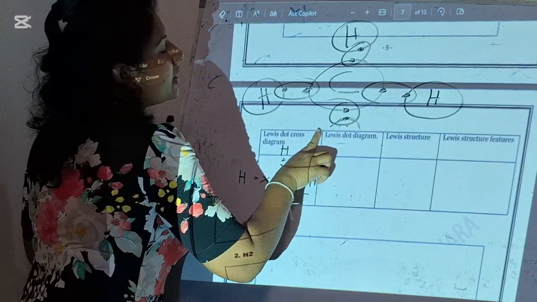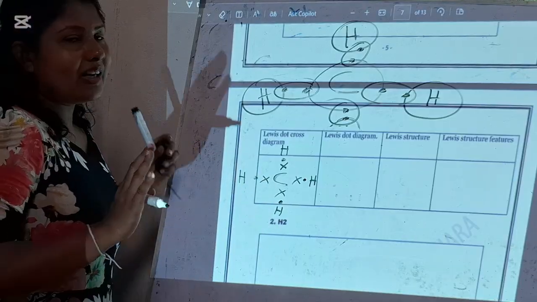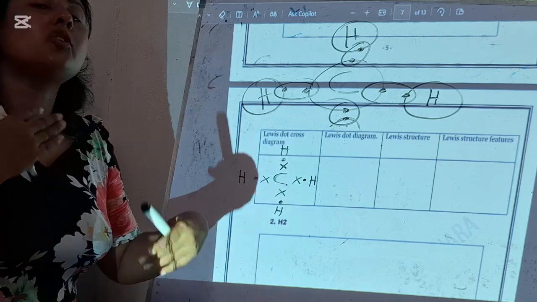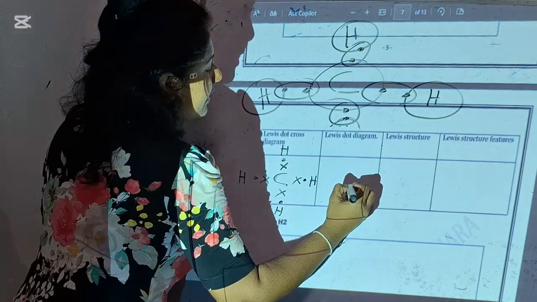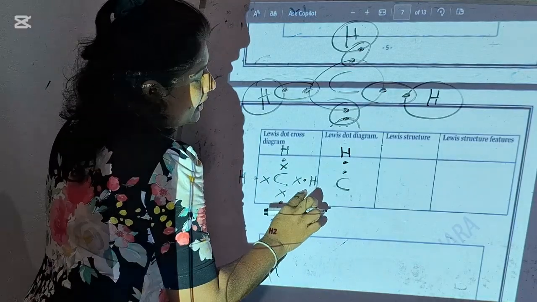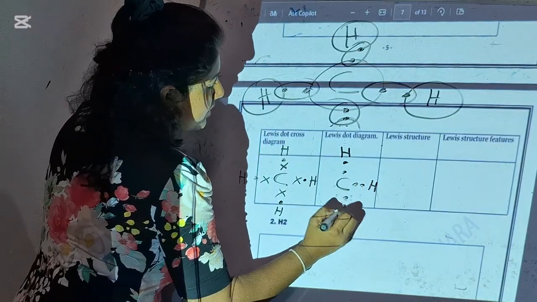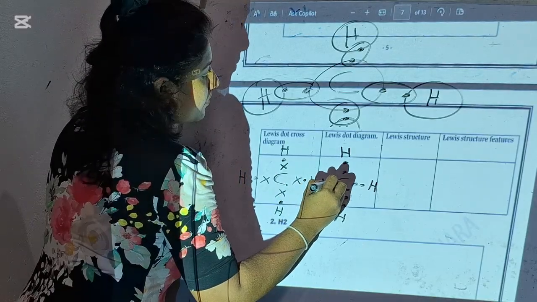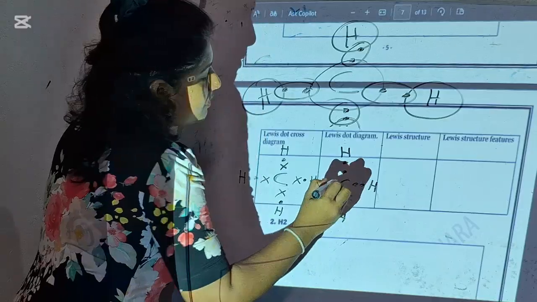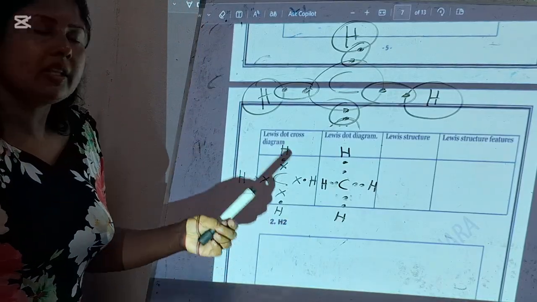Then the Lewis dot structure, look at this. If you know how to get this one, the only thing you need to do in the dot structure is convert all crosses and dots into dots only. Dots only. So for hydrogen, both become dots. Instead of these two dots, the same thing with dots.